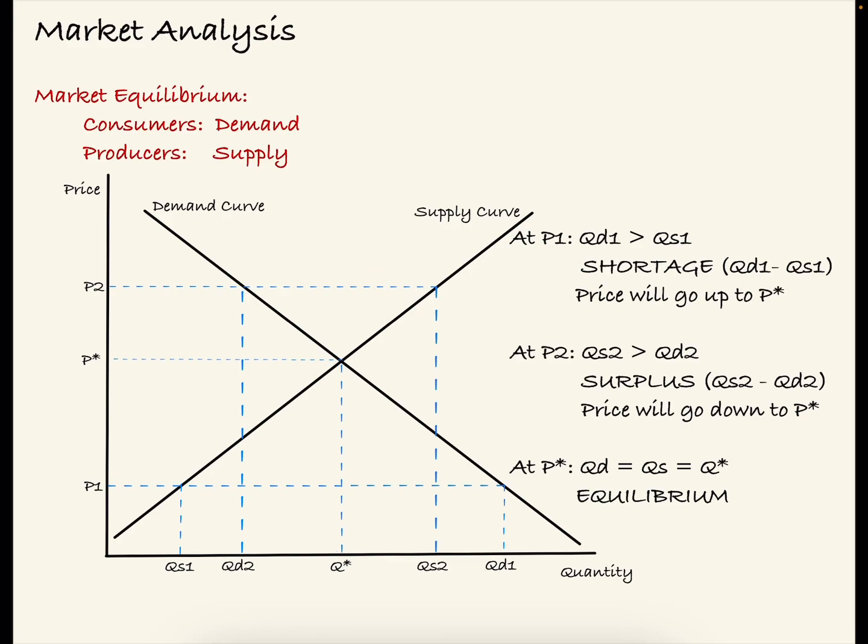P star we call the equilibrium price. This is where the quantity supplied equals the quantity demanded, and that quantity is called Q star. So remember, at equilibrium, we have P star, and at the condition of P star, our quantity demanded equals our quantity supplied, and we call that Q star, or our equilibrium quantity. P star is known as our equilibrium price.